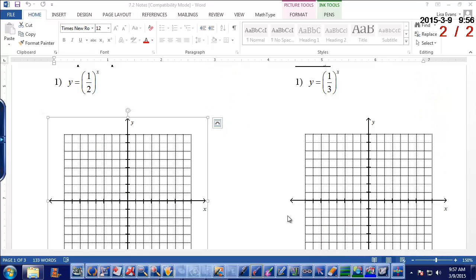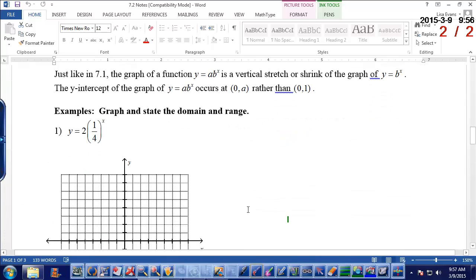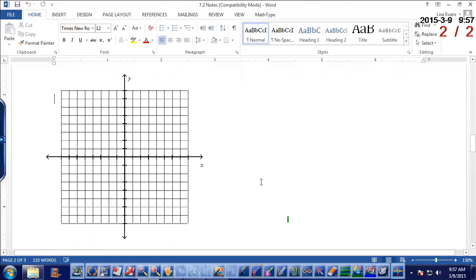Okay, moving on, we're going to have a vertical stretch or shrink of the graph, just as we did before. So a is going to be our vertical stretch or shrink. This time our y-intercept is going to be at (0, a) rather than (0, 1), same as before. So let's just go ahead and get started.